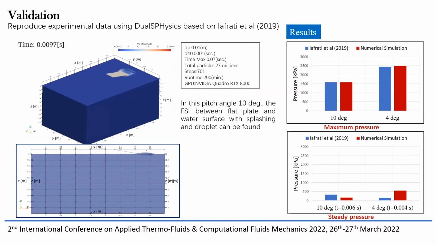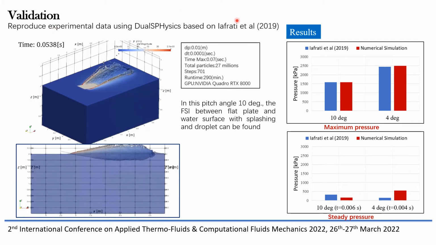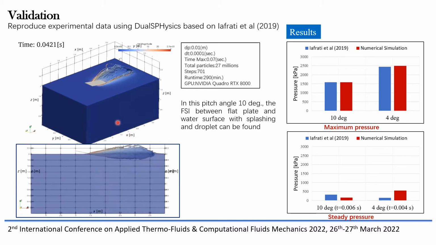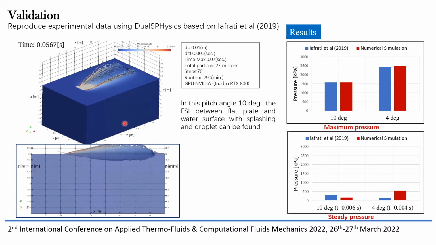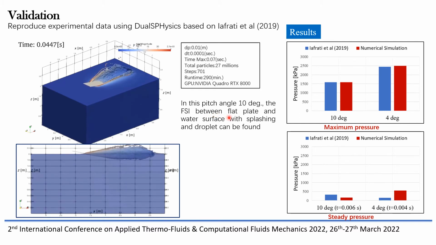Before we conducted the simulation for the seaplane float, we reproduced the experimental data using DualSPHysics, based on Iafrati et al. This experiment used a flat plate as representative of aircraft when landing. In the simulation, we simulate 10 degrees and 4 degrees as shown here. The fluid structure interaction between the flat plate and the water surface, with splashing and droplets, can be found here.